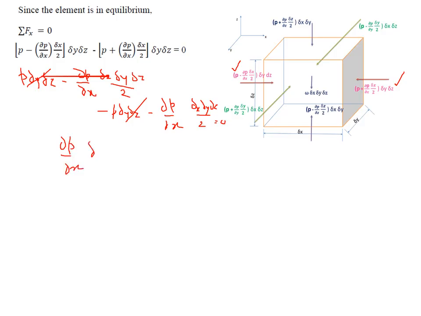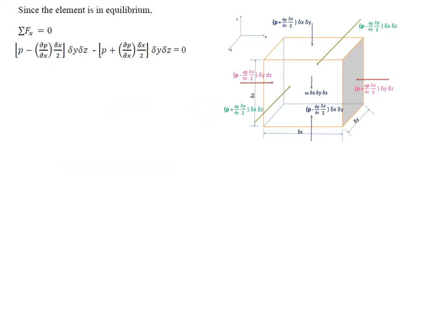So delta x, delta y and delta z should be equal to 0. Okay, with the minus sign. So therefore dividing by delta x delta y delta z, we will find that dou p by dou x is equal to 0.